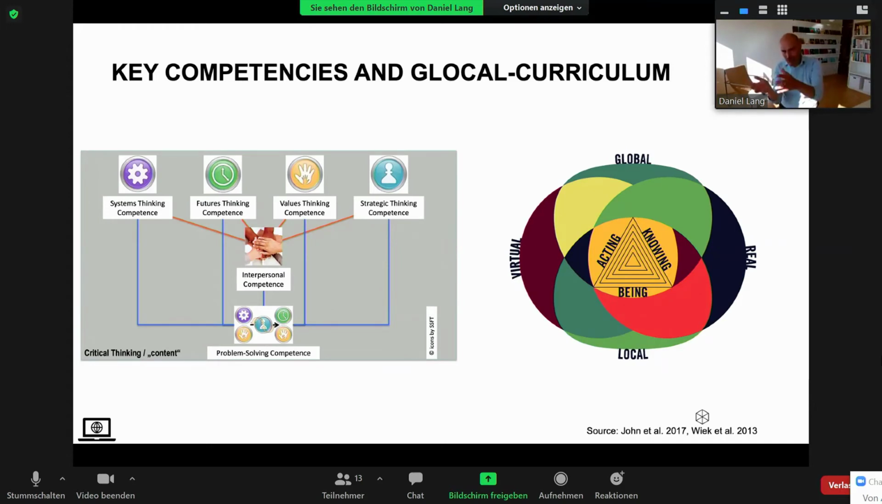So, the knowing part is still there, but also the acting and the being parts in this triangle played a major role. And in this relation of virtual and real, there you see that the digital comes in, and local and global.